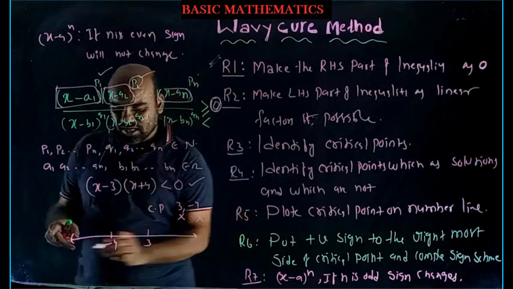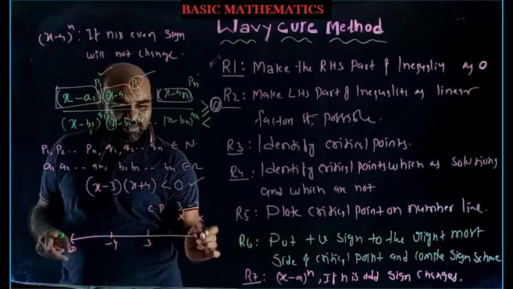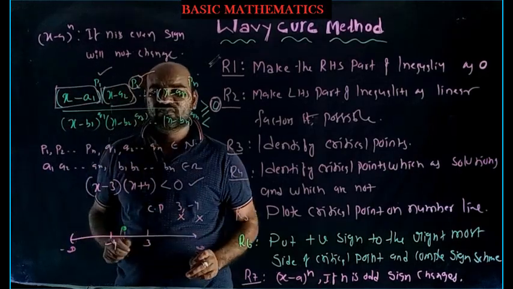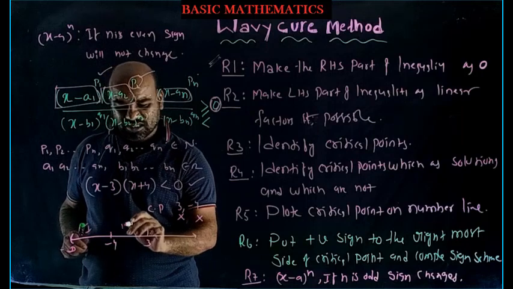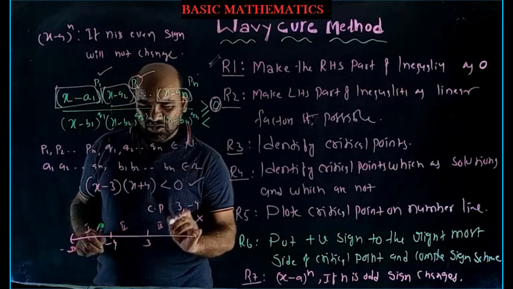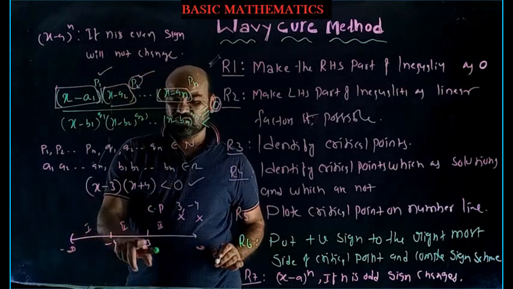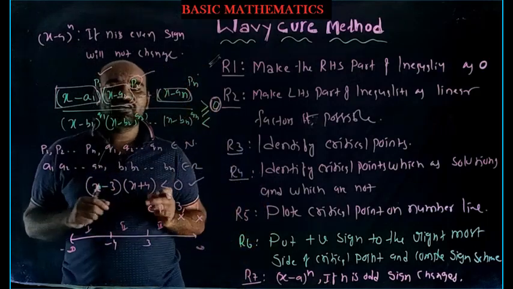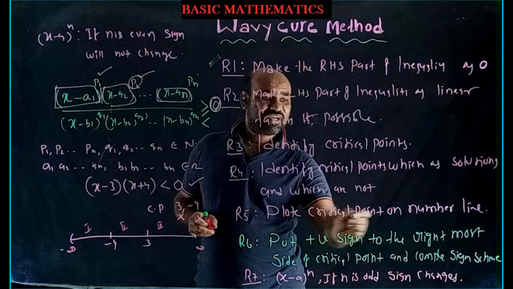Now the total number line is minus infinity to infinity. This number line is divided into 3 pieces. This is one piece, second piece, third piece. So minus infinity to minus 4, minus 4 to 3, 3 to infinity. Now we want to identify which piece gives the solution of the given inequation. Plot the critical points on the number line.